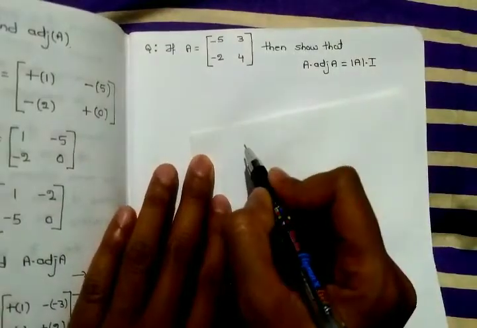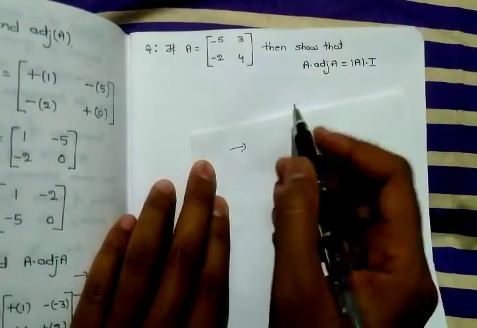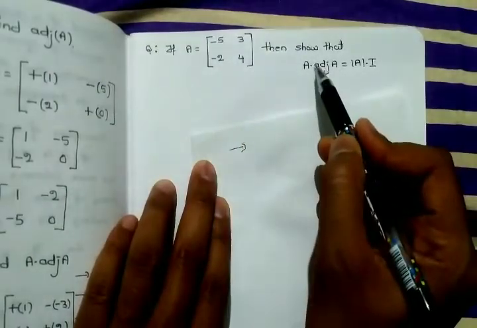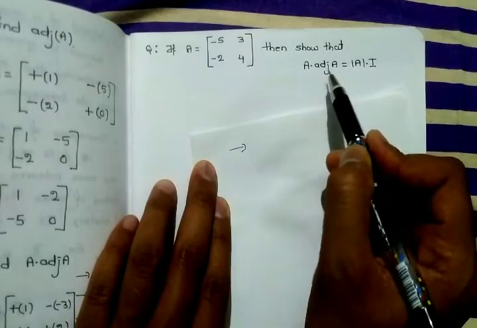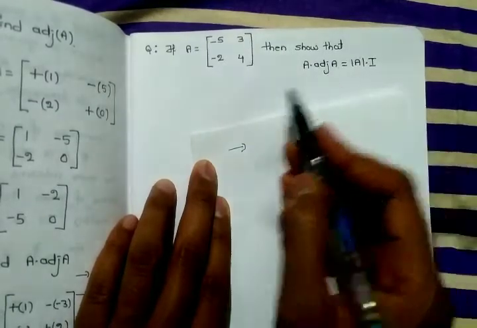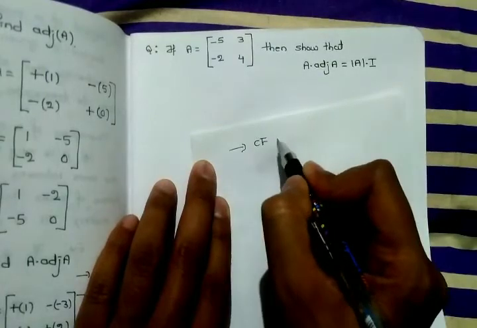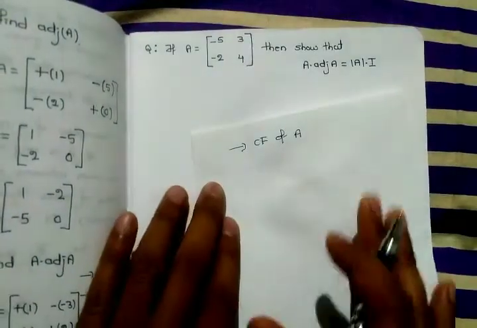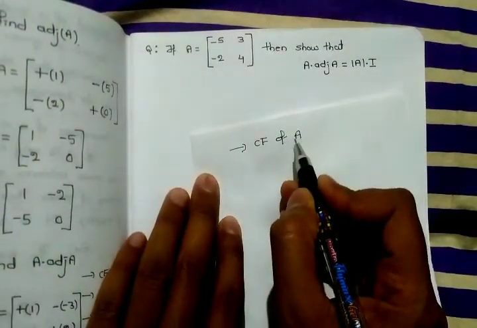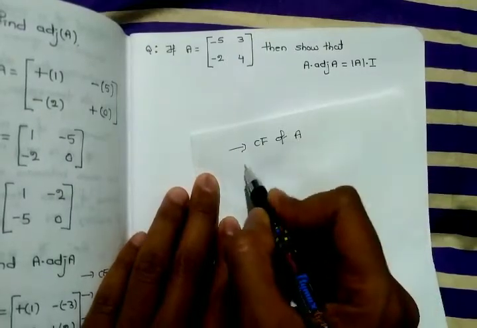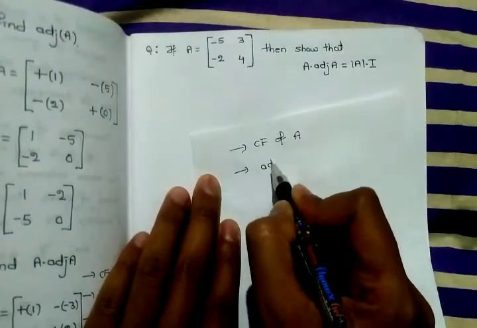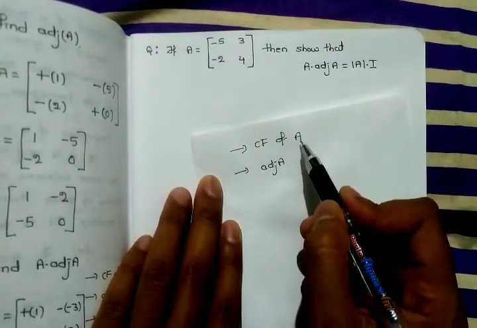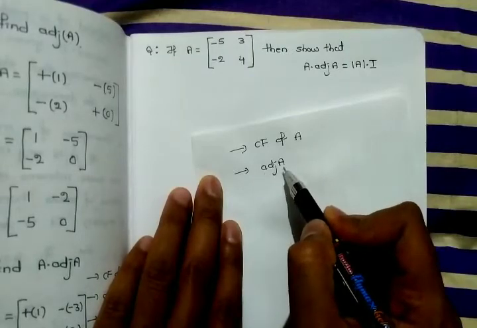See, step number one, we know the A value, correct? We know this A value, but we don't know the adjoint of A. So to find this adjoint of A, first we need to find the cofactor of the A matrix. Once we get the cofactor of A matrix, take the transpose of this cofactor matrix, and we get the adjoint of A.